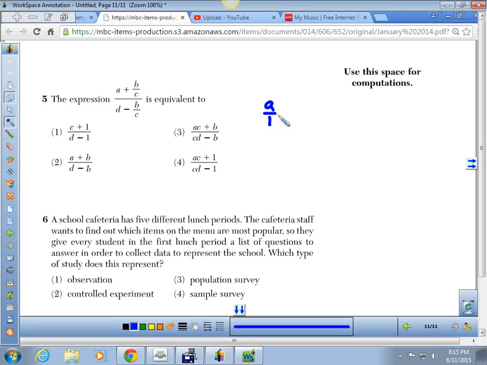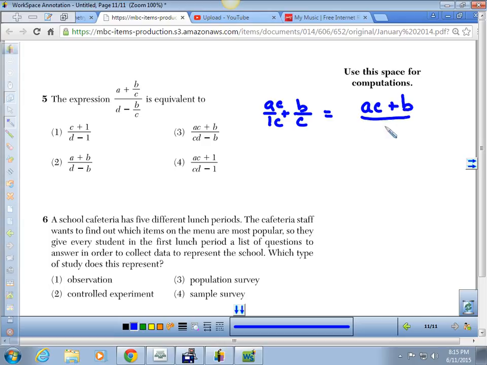A over 1 plus B over C. Not worried about the denominator. I'm going to try to do this just top. I can't add these. Why? Well, what would it be? I need a factor of C over here. Okay. So what do I get then when I add them? A times C plus B over C.